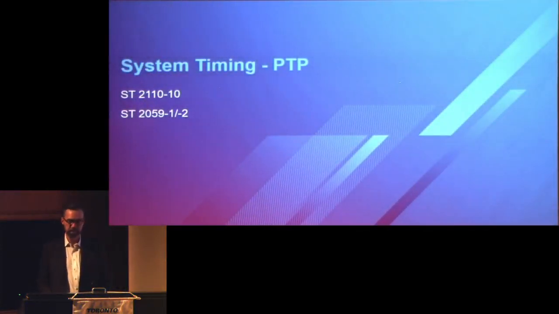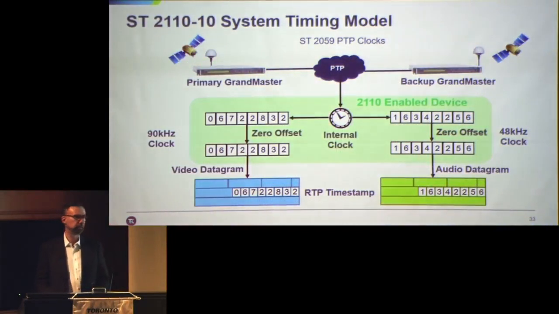I mentioned PTP, precision time protocol, is complicated. Well, there is also a 2110 standard called the system spec 10, and SMPTE 2059 is precision time protocol. So let's jump into that. The ultimate source of time for all this stuff is an atomic clock in a GPS satellite up there. That comes down usually to a local clock that syncs up to that and delivers PTP. That PTP has to be split out into a 90 kilohertz clock for video and a 48 kilohertz clock for audio.